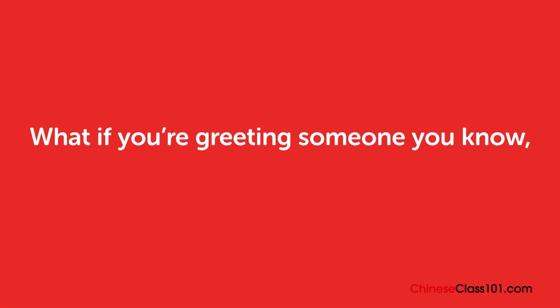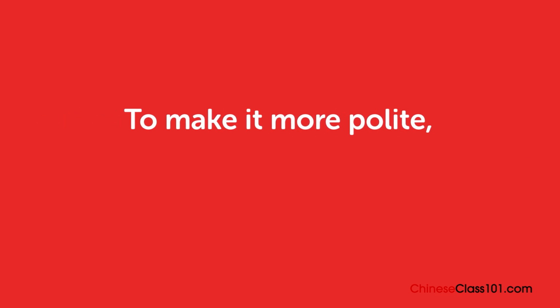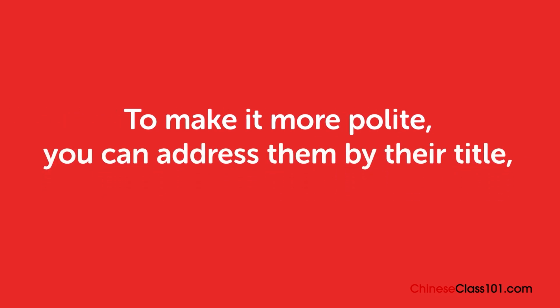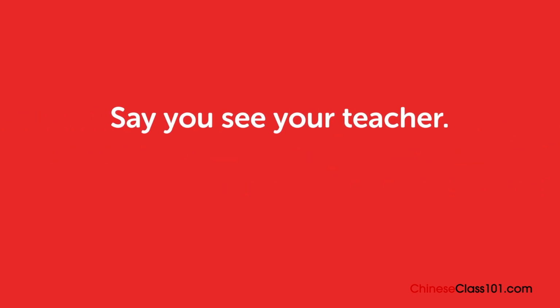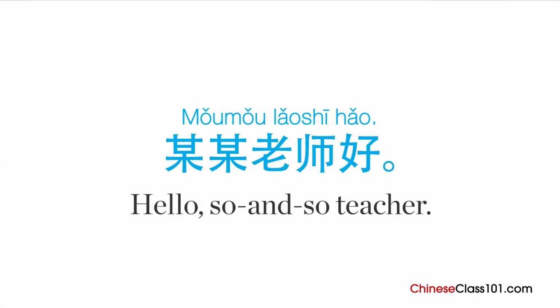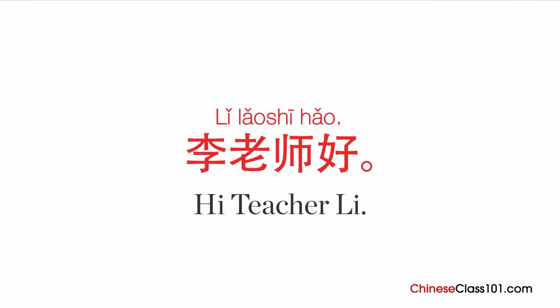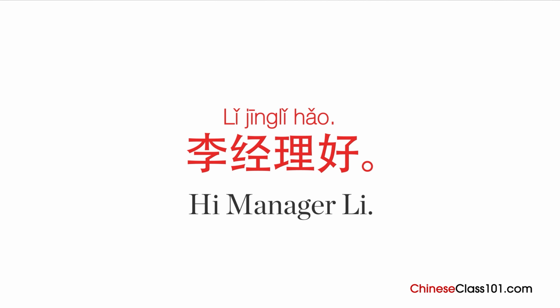What if you're greeting someone you know, but they're your supervisor or your senior? To make it more polite, you can address them by their title, then add a 好 after the title. Say you see your teacher, it's considered polite to greet them by saying 某某老师好. If the teacher's name is Li, you'll say 李老师好. If you see your manager Li, you can say 李经理好.